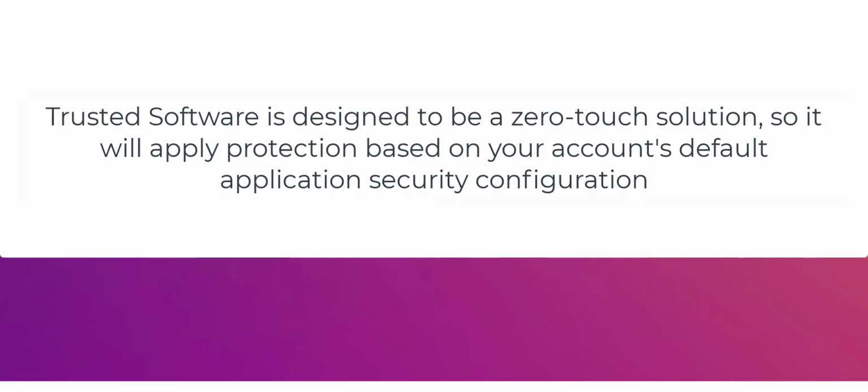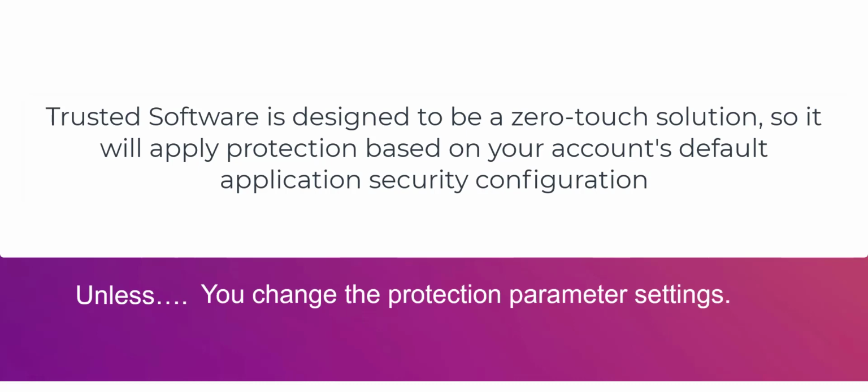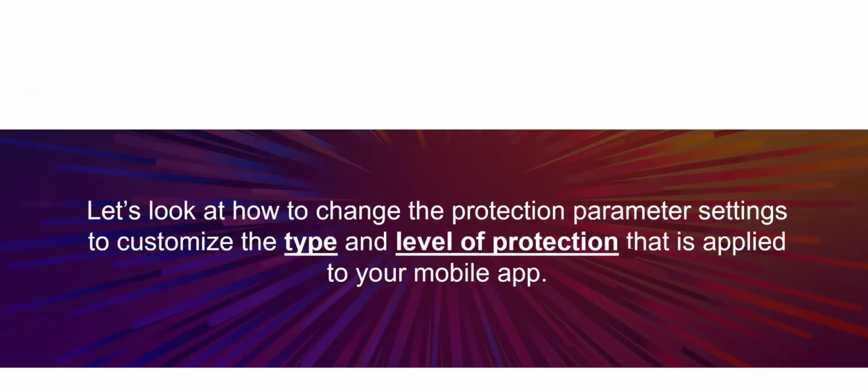Trusted Software is designed to be a zero-touch solution, so it will apply protection based on your account's default application security configuration, unless you change the protection parameter settings. Let's look at how to change the protection parameter settings to customize the type and level of protection that is applied to your mobile app.